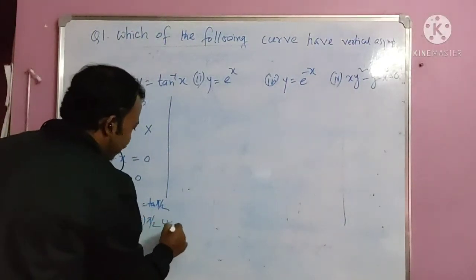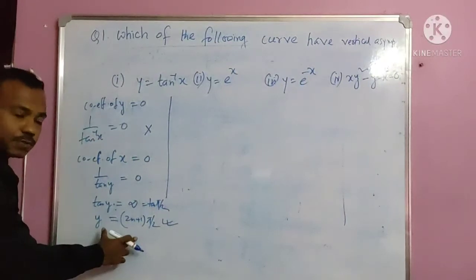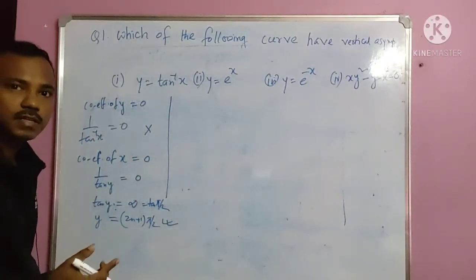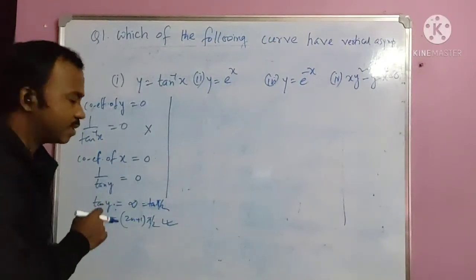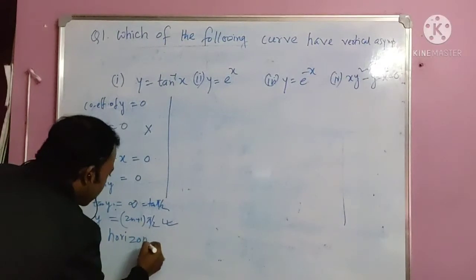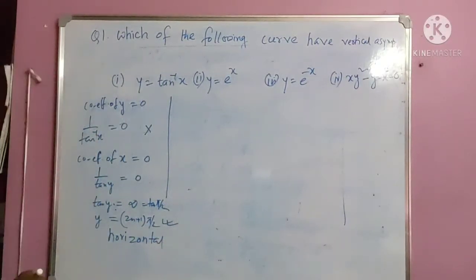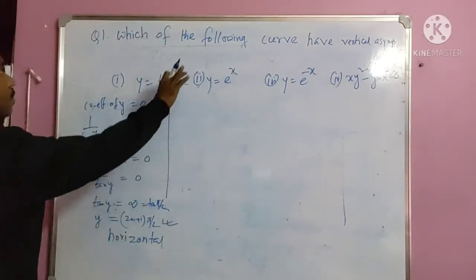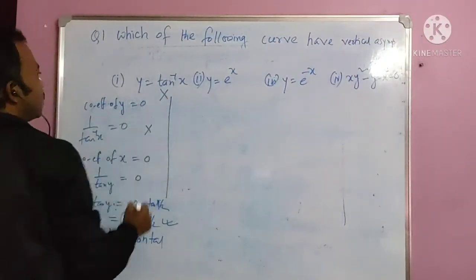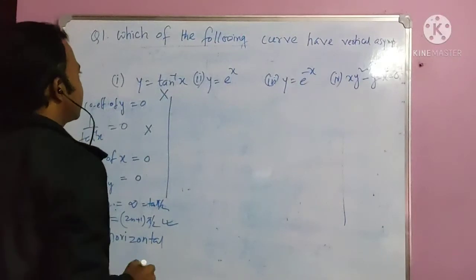See, we are having asymptotes here. But look, these asymptotes are y equals something. This is not vertical, this is horizontal. This asymptote will not be considered for the curve. So this option is cancelled out.